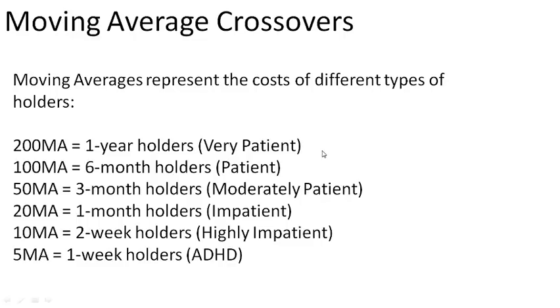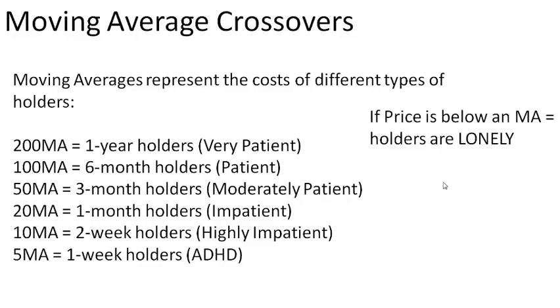Ito yung mga long term, very patient. Yung 100 MA, 6-month holders yan, patient. Yung 50 MA, 3-month holders lang yan, so they're moderately patient. Yung 20, 1-month holder, impatient na yan. Ito yung mga short term traders. 10 MA, 2-week holders, highly impatient. Yung 5, 1-week holders to, ito yung mga ADHD, trigger happy. Bakit ko nabanggit yan?